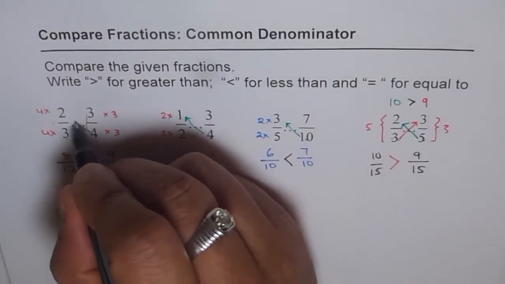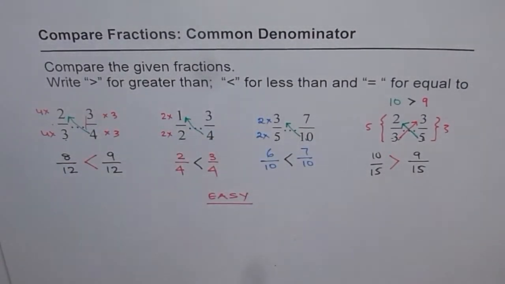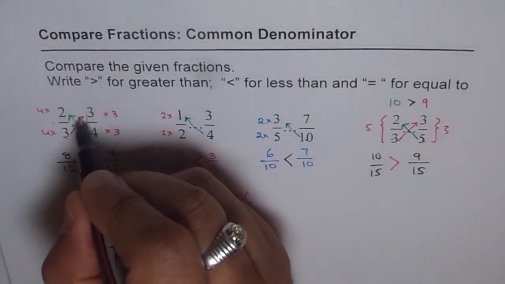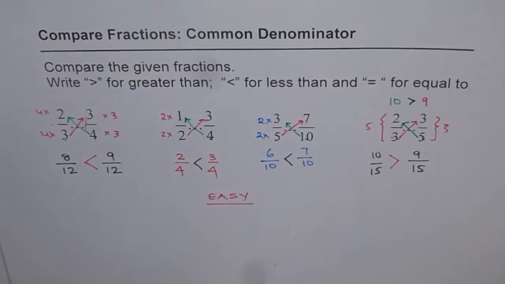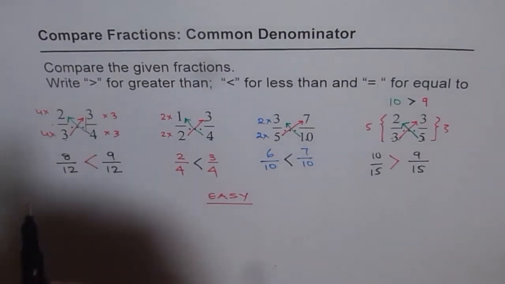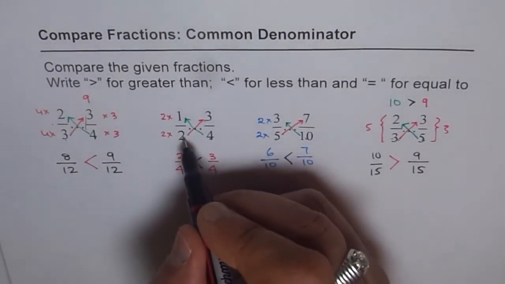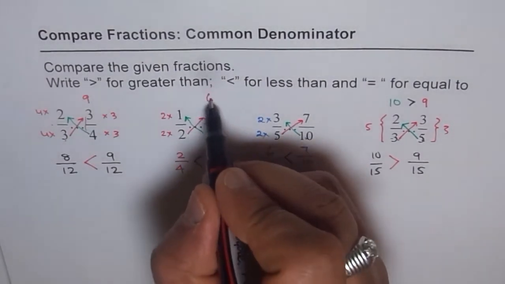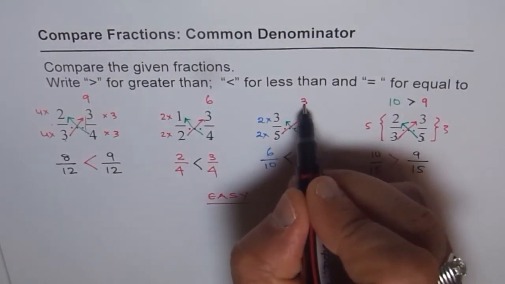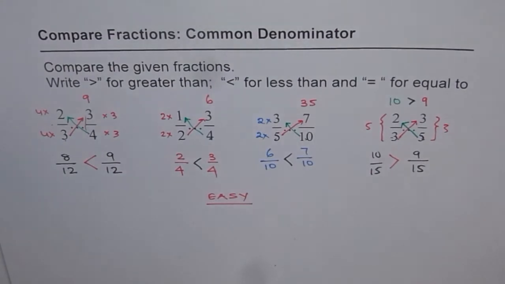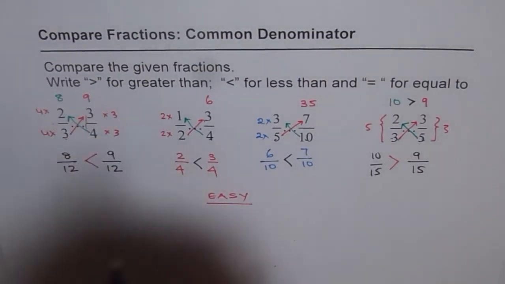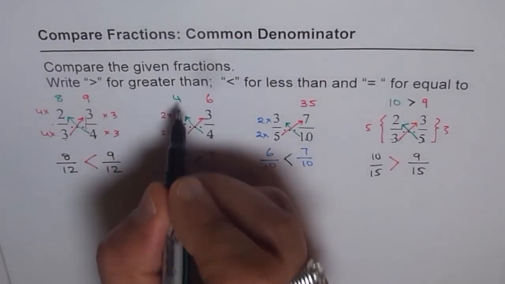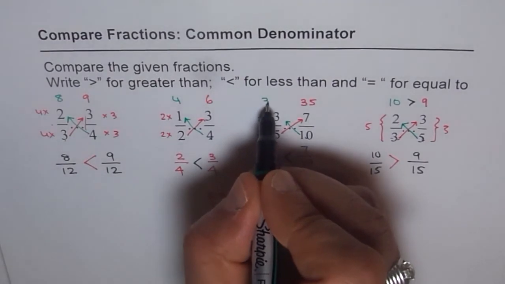You can pause the video, do your math, and then check answers. So that is what you have to do. Cross multiply. Once you cross multiply, you'll get your numbers. So 3 times 3 in this case is 9. I'm doing that cross first. 2 times 3 is 6. 5 times 7, 35. I'm trying to give you some time so that you can get your result and compare with mine. 4 times 2 is 8. 4 times 1 is 4. 10 times 3 is 30.